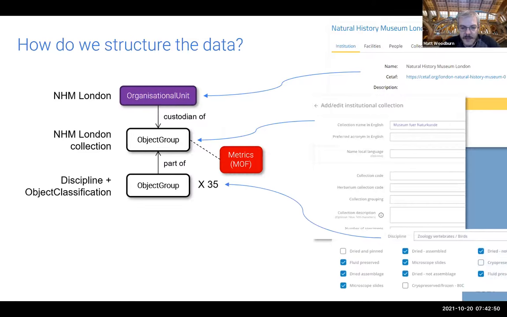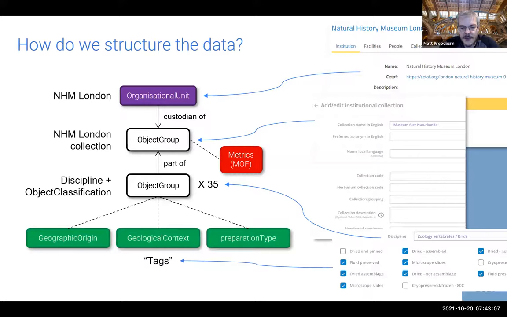But we also have a two-tier breakdown within the institutional collections using the object group's discipline property and the object classification class of the standard. So as you can just about see here, zoology vertebrates slash birds is one of those breakdowns.